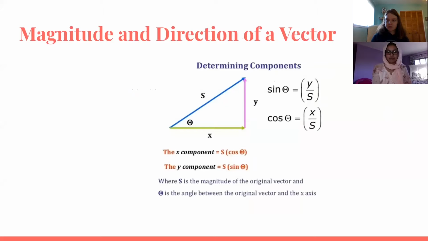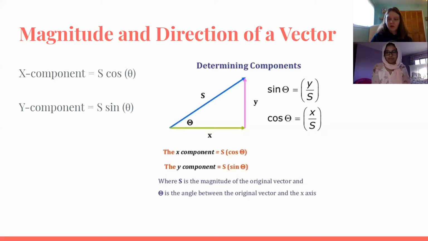Before we do any examples, let's go over how to find the magnitude and direction of a vector. To find the horizontal component, or the x component, of a vector, use the magnitude times the cosine of the angle between the vector and the horizontal. Similarly, to find the vertical component, or the y component, you would use the magnitude times the sine of the angle between the horizontal and resultant. Once you have the horizontal and vertical components, you can use them to find the magnitude. To do this, you take the square root of the absolute value of x squared plus the absolute value of y squared, which results in the final magnitude.